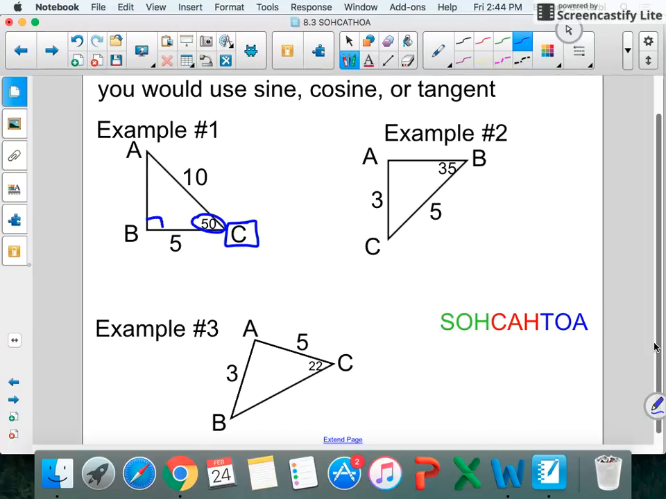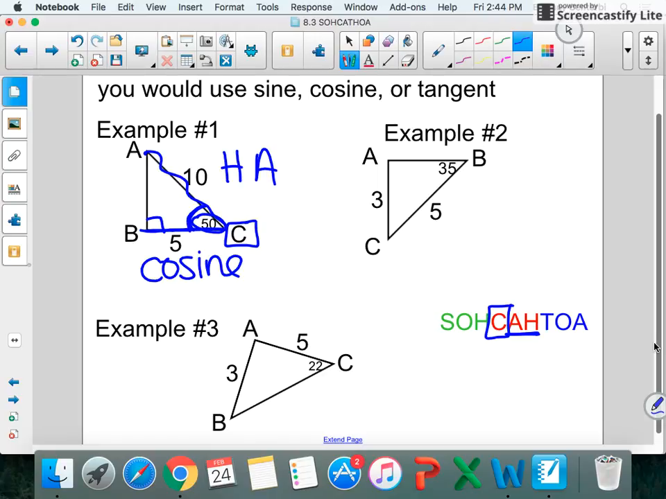I know that I have the hypotenuse because 10 is my hypotenuse. And then BC makes this angle here, so that would be adjacent. So I have H and A. If you come over here to SOHCAHTOA, I have H and A right here. Well, that tells me I'm going to use C, which is cosine. So for example 1, you would use cosine based on that given information.